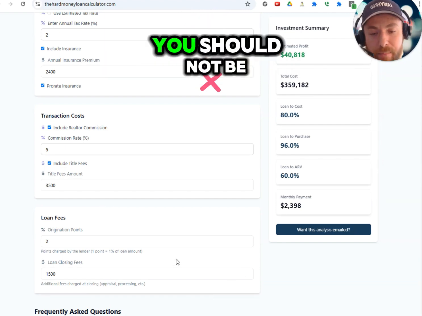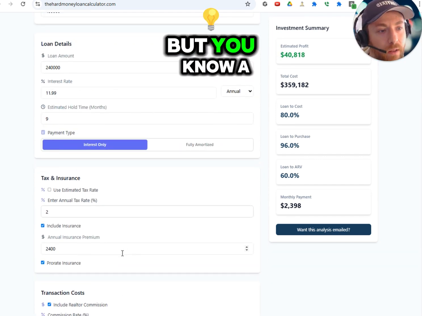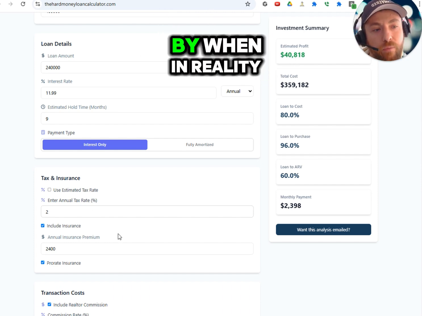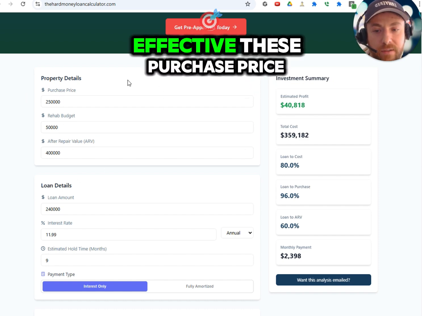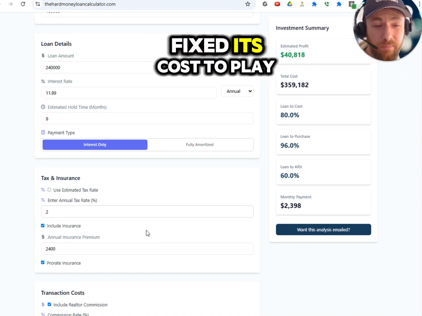It does matter, right? You should not be getting beat up by fees, but a lot of people kind of hinge their deals on, hey, can you take off a point or something like that? When in reality, these are the numbers that need to be affected: purchase price, rehab budget, ARV. A lot of these other costs are just fixed. It's the cost to play the game.